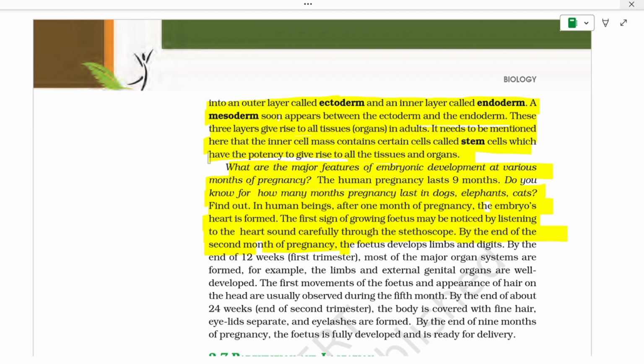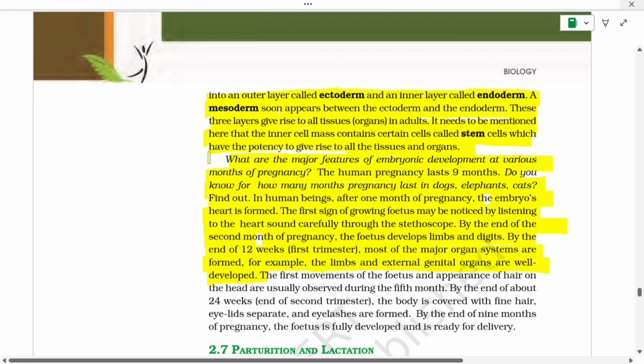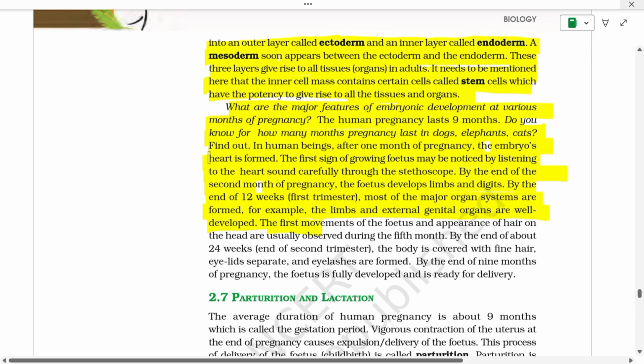By the end of the second month of pregnancy, the fetus develops limbs and digits. By the end of 12 weeks, the first trimester, most of the major organ systems are formed. For example, the limbs, external genitals, and organs are well developed.